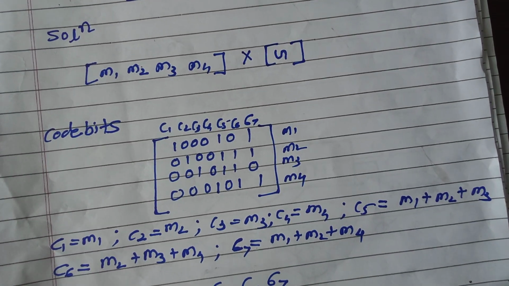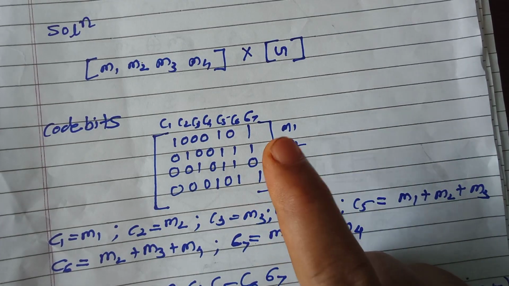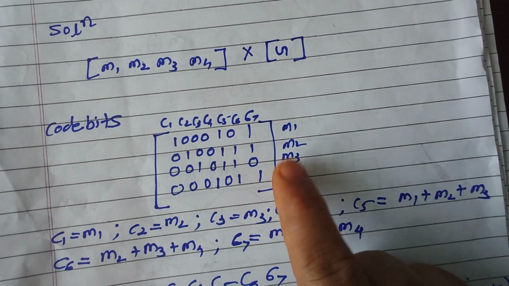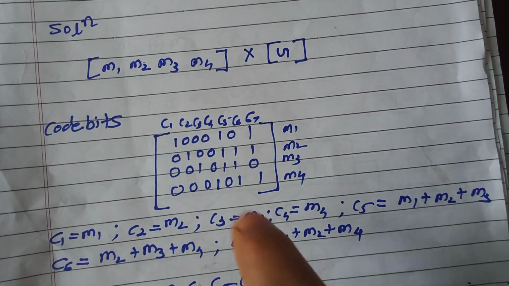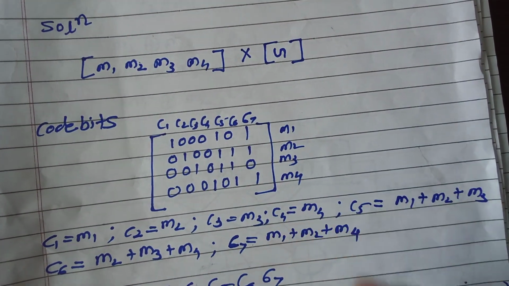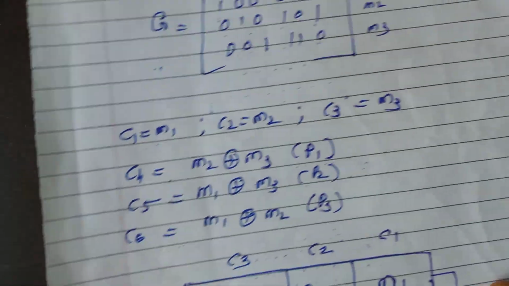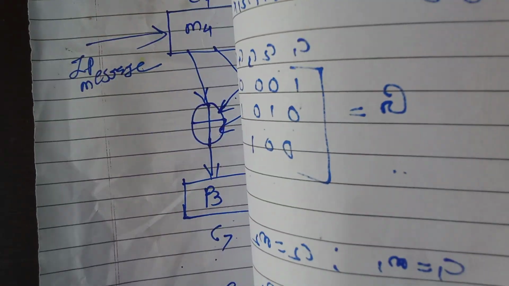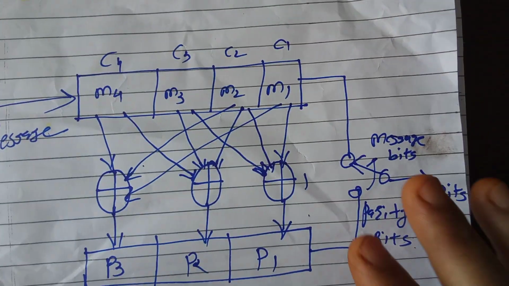This is also useful when they ask you to form the generator matrix from the equations given like this. So this is important for 2 questions. After that you have to draw the diagram. For the diagram, you have to remember this structure.